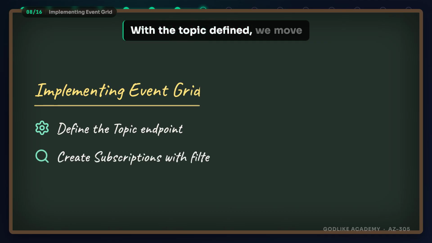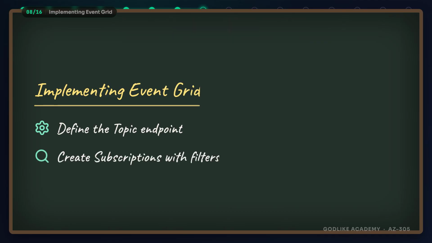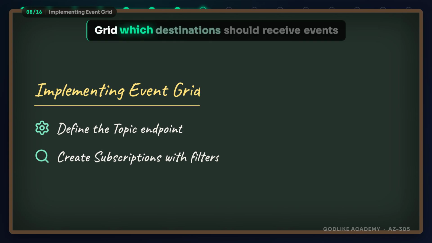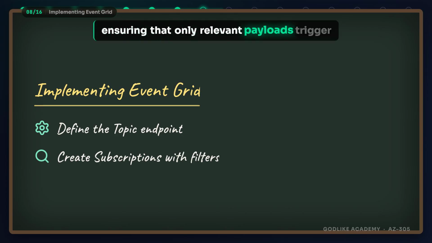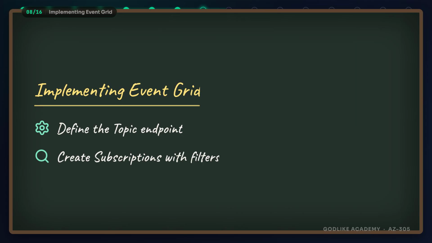With the topic defined, we move to the second step, creating the subscription. This is where you tell Event Grid which destinations should receive events and apply any filters to narrow down the stream. You will typically configure endpoint URLs for webhooks or function apps, ensuring that only relevant payloads trigger downstream processing and keep your compute costs predictable.